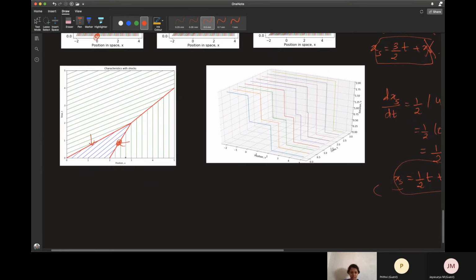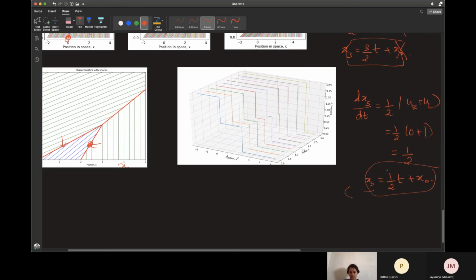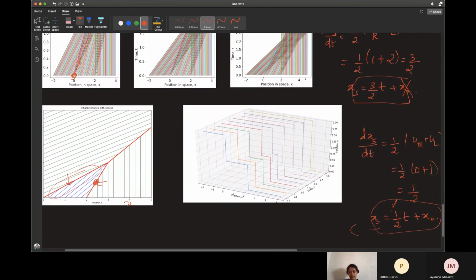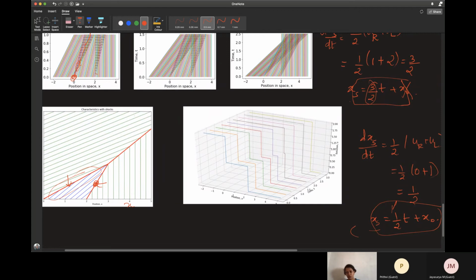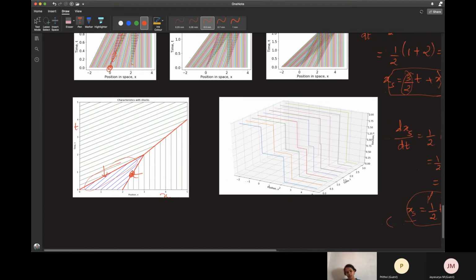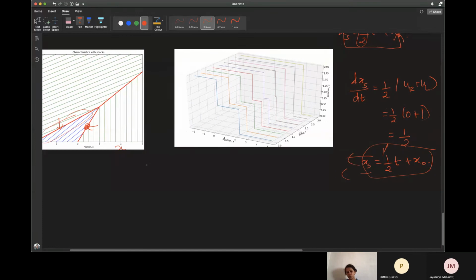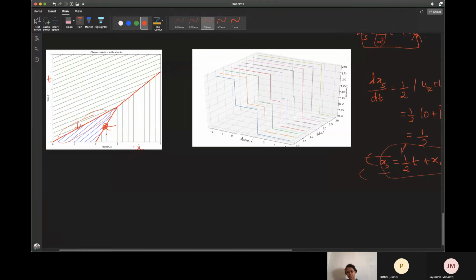If you notice, the slopes are correct. This is the x-axis, and this is the t-axis. For the first characteristic, you see x equals 3 by 2 t, which means the discontinuity should be more inclined towards x and less inclined towards t, and that is what is happening over here. If you look at this, this is x equals 1 by 2 t, equal inclination for both x and t, which is basically 45 degrees.